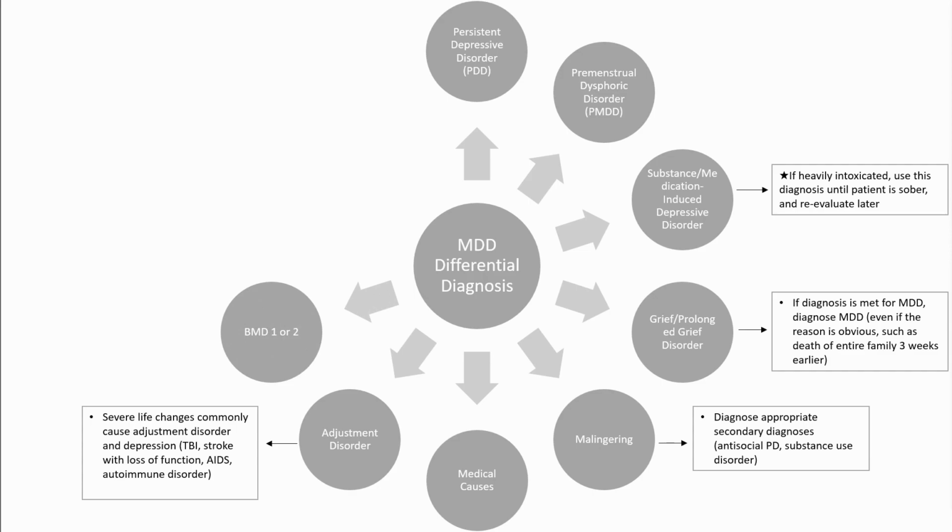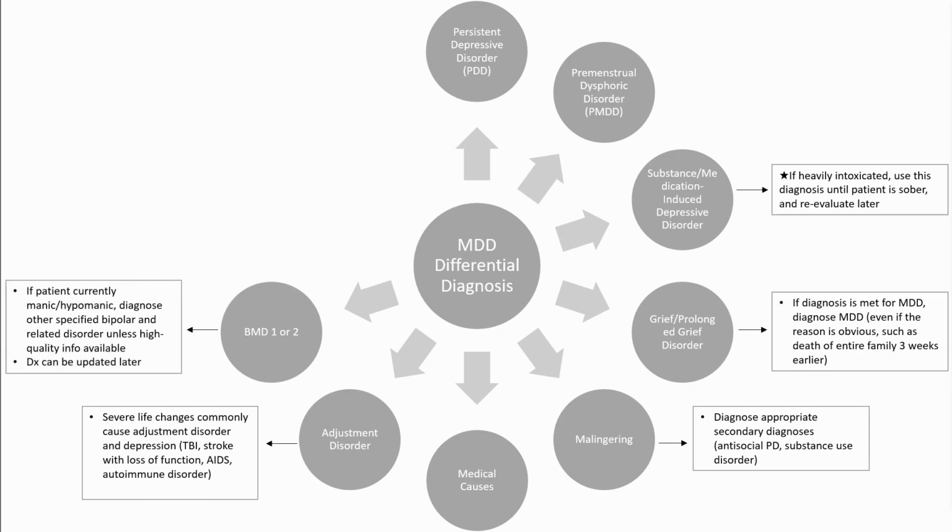Patients with bipolar disorder can also have depressive phases. And if the patient's not currently manic or hypomanic, you can diagnose bipolar disorder and specify that the current episode is depressive. If the patient's currently manic or hypomanic, you should diagnose other specified bipolar and related disorder until you can gather more history from the patient or collateral information.